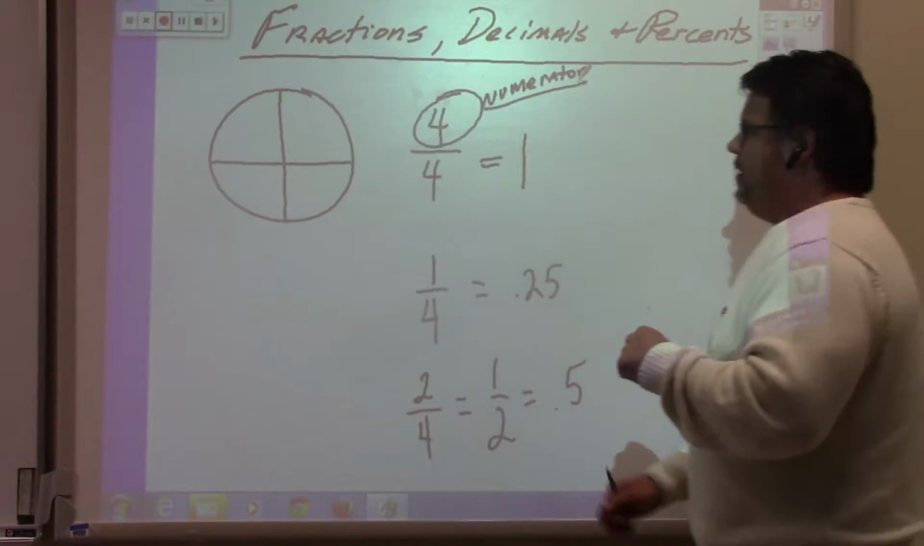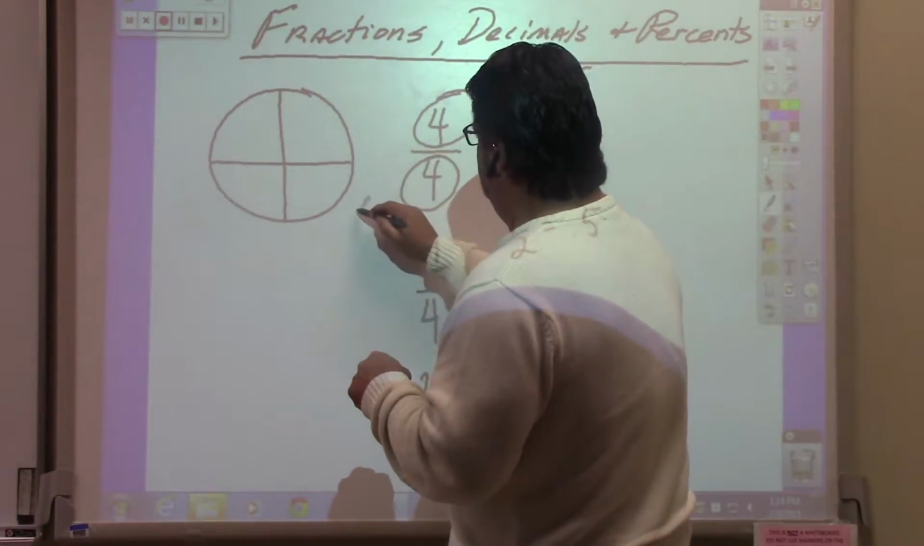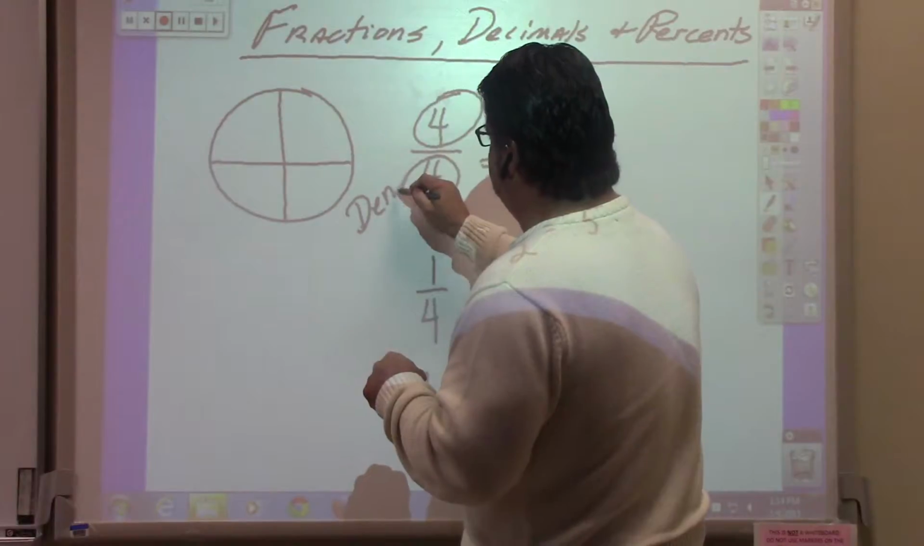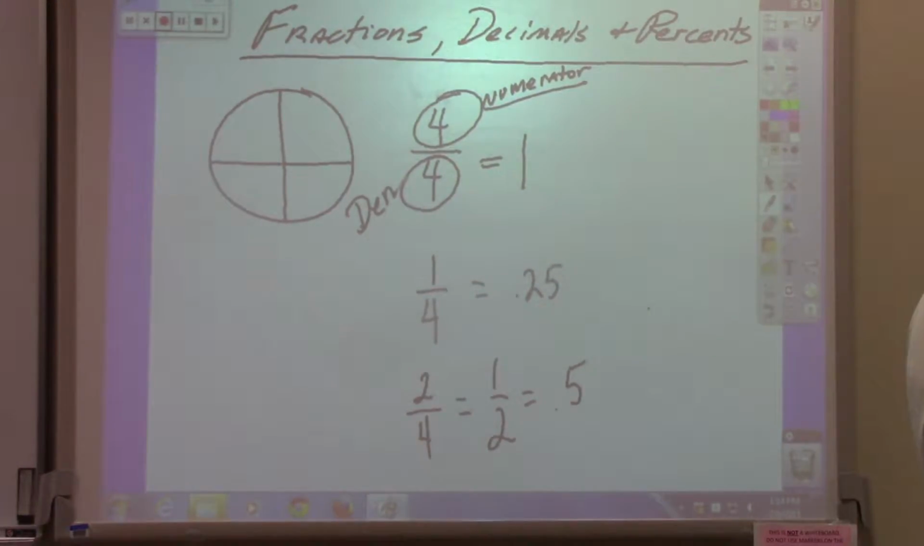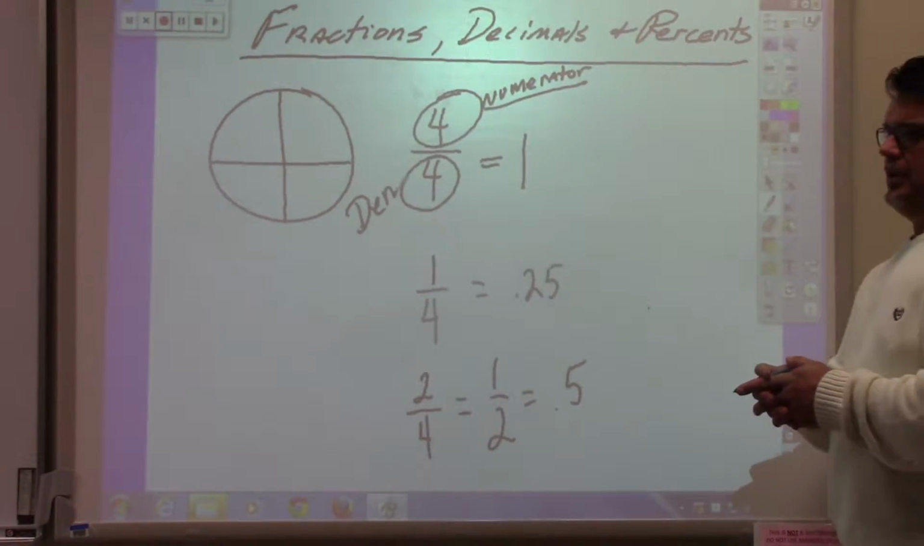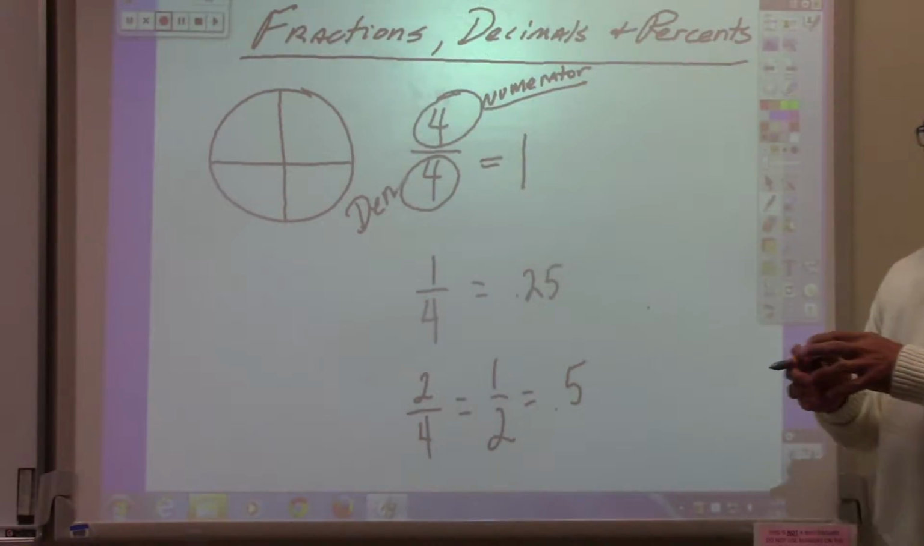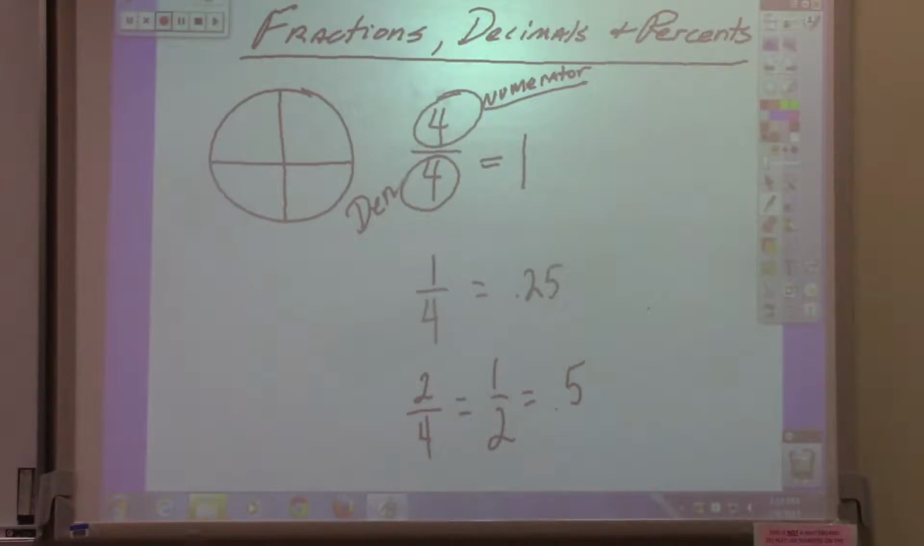The denominator does not change. The denominator represents how many was in the original quantity. In this case, 4. It does not change. And that is basically a fraction. Now, the only way that the numbers will change is if you slice up the pizza in more than just 4 pieces.